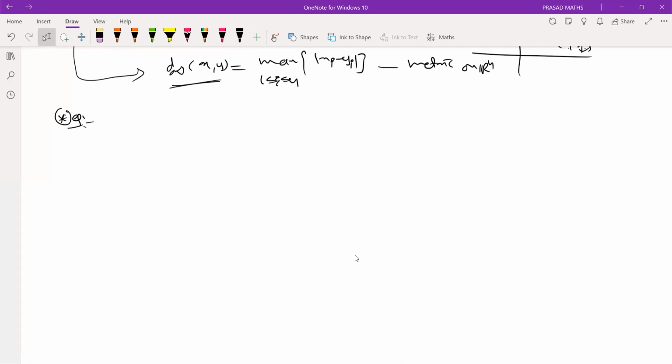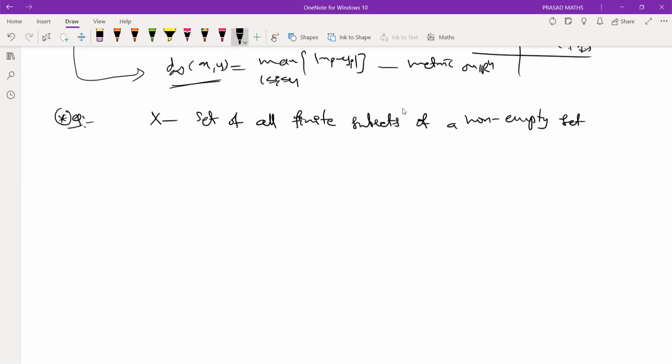Next example. Suppose X is my set. Suppose X is nothing but the set of all finite subsets of a non-empty set. What are the members in X? The members in X are nothing but finite sets. Suppose my function d of a comma b is equal to the cardinality of a minus b, or simply one can take the union. Easily one can understand. We can take the cardinality of a union b, whenever a comma b are elements in X.